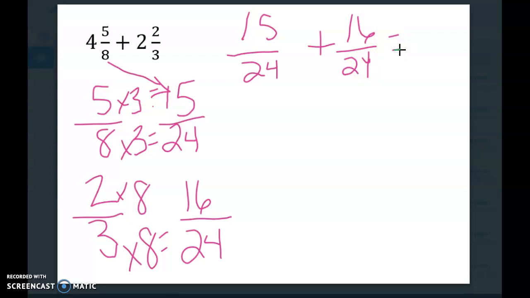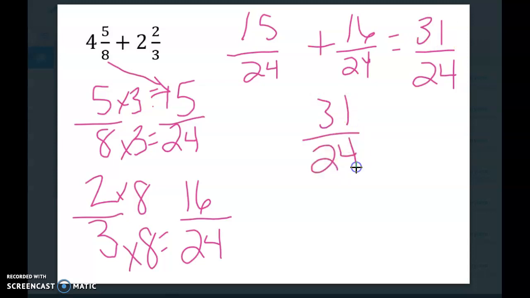Remember, when we add and subtract fractions, we do not add the denominator. Our denominator stays the same. 15 plus 16 is 31. So I have 31 24ths. What do you notice about that fraction? Well, I know that it's a fraction greater than 1, and I can't forget about this 4 and this 2, so I have to add them.